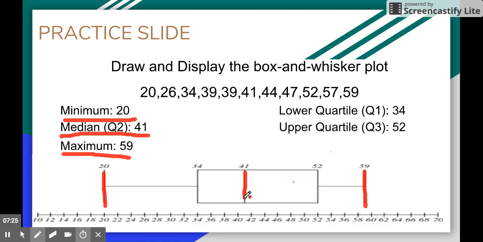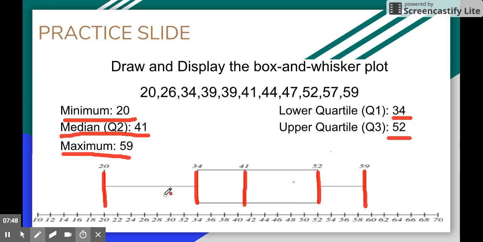So you mark your 41 right there in the middle, and you know that there's going to be something that connects it to the left and something that connects it to the right, because we found the lower and upper quartiles. We found our lower quartile to be 34, and so we have that mark right here. Vice versa with the upper quartile, we found it to be 52, so that mark goes right here.